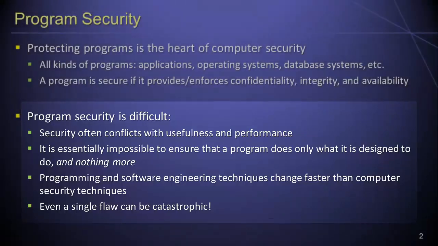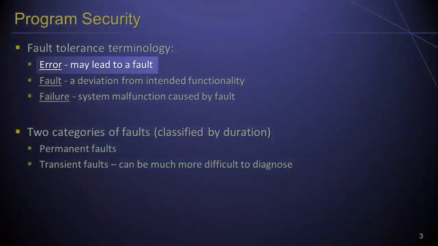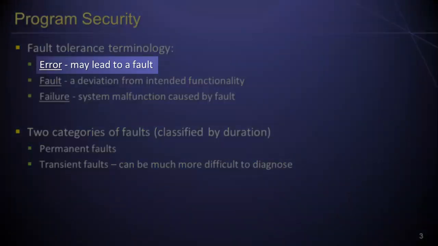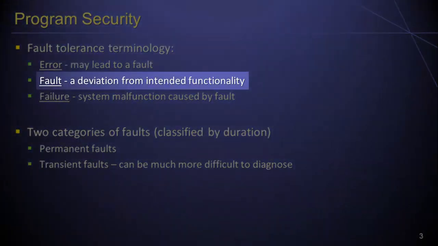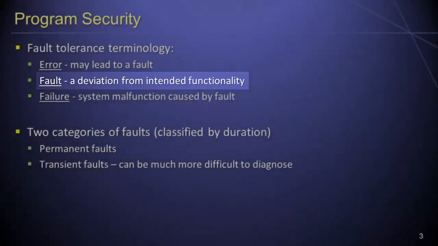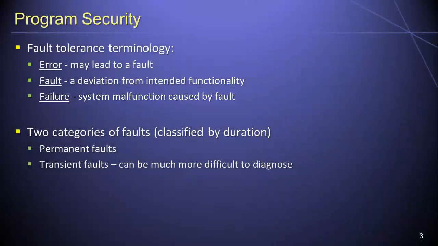Before we proceed further, I would like to briefly discuss a few terms related to fault tolerance. First among these is the term error. In the context of fault tolerance, an error is a mistake in a software program that may lead to a fault. A fault, then, is a situation in which the behavior of a computer program deviates from its intended behavior. If left unchecked, a fault can lead to a failure, which is a system malfunction that is caused by a fault.